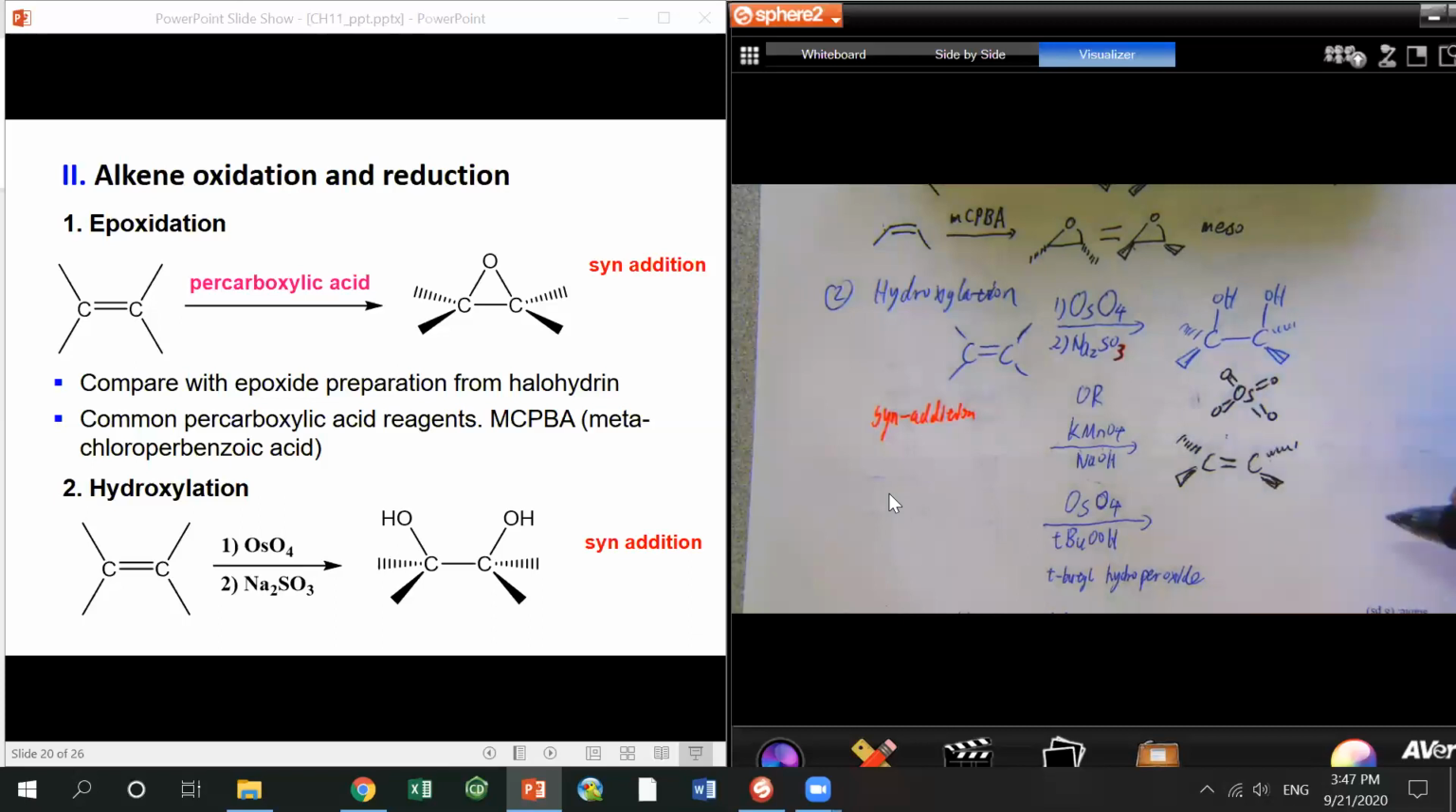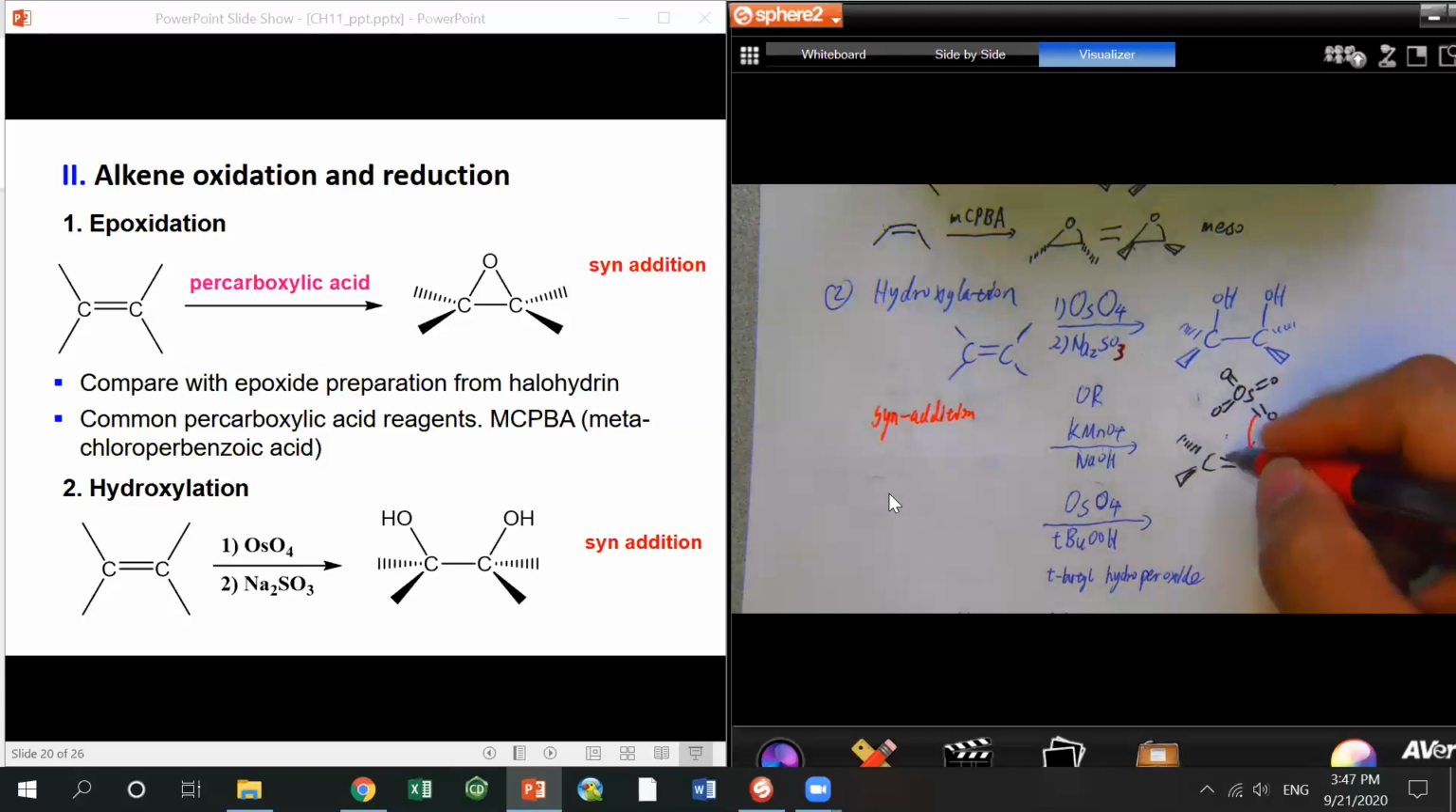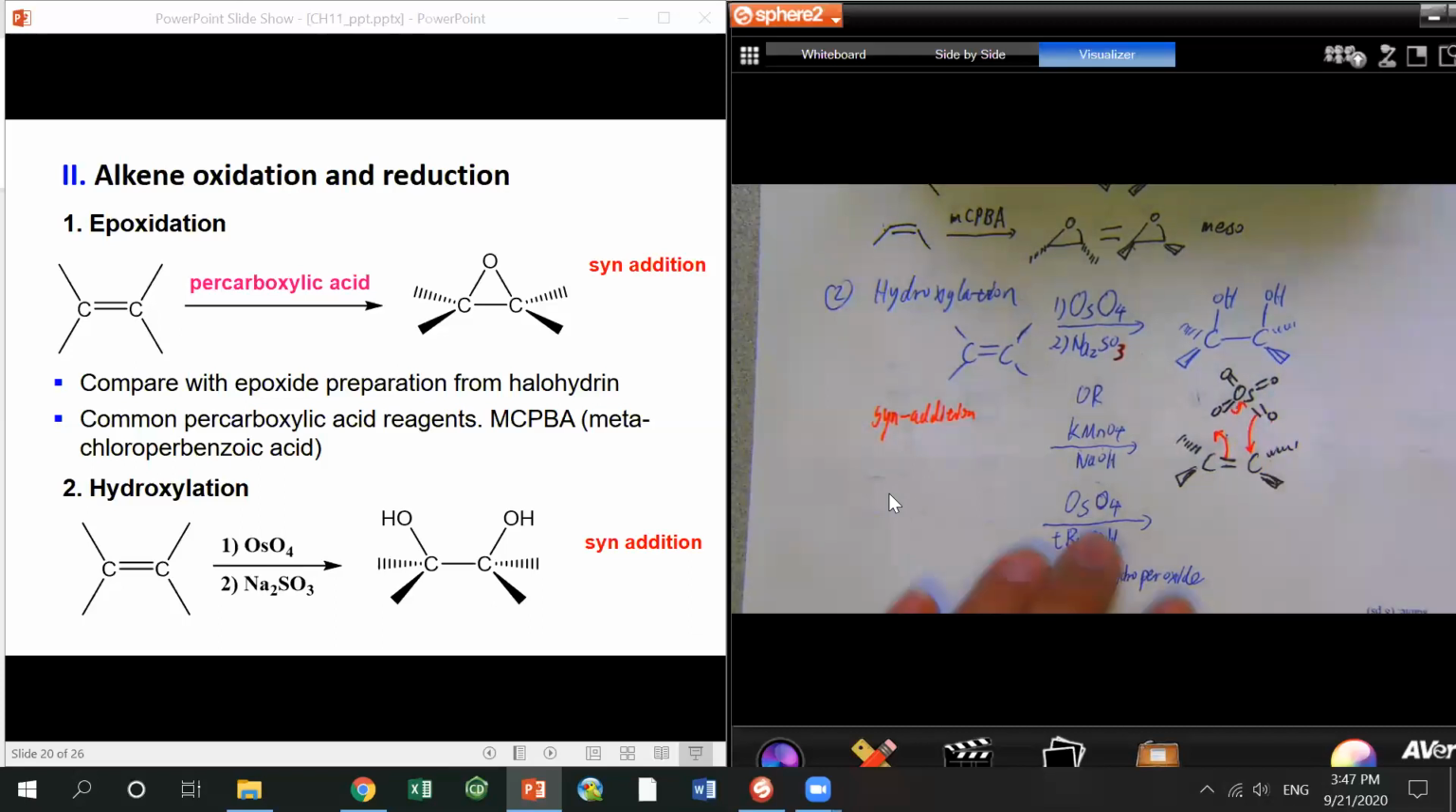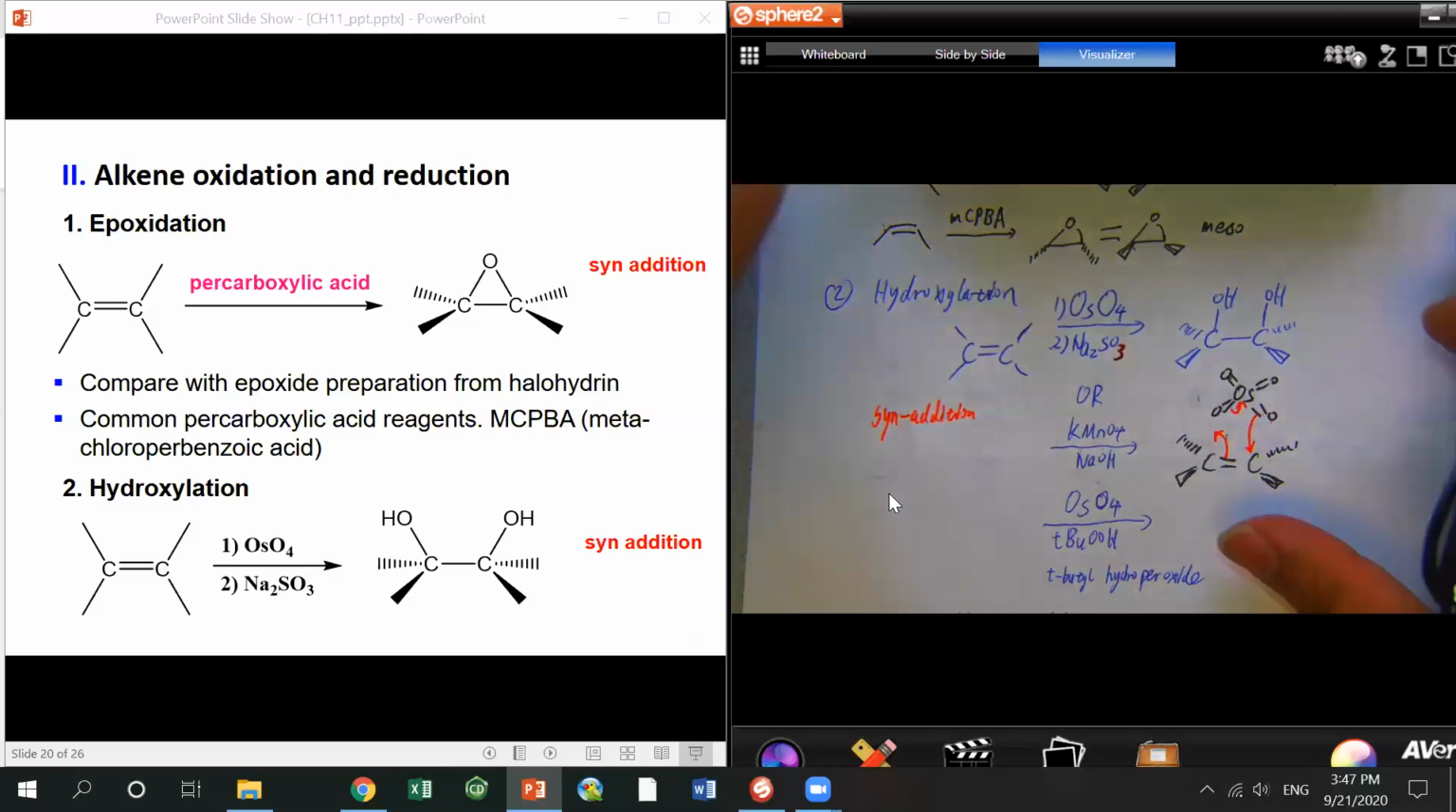So that's osmium tetroxide. The bond shifts to here, and then this double bond shifts here, so you build up two C-O bonds, one goes here and one goes here. And then afterwards you generate something like this.